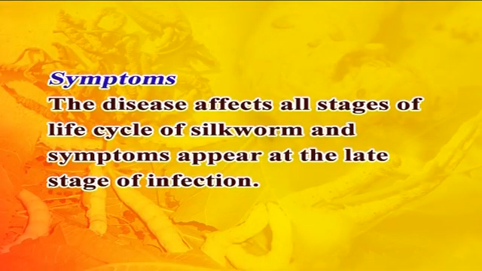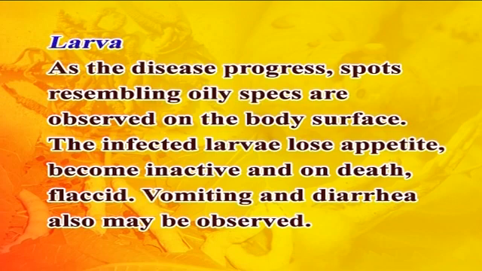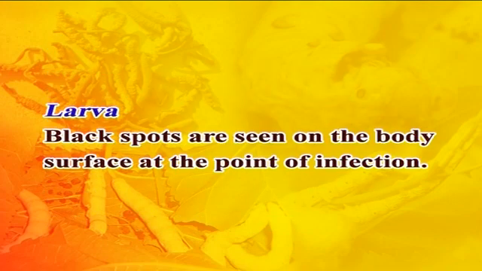Symptoms: the disease affects all stages of the life cycle of silkworm, and symptoms appear at the late stage of infection. Larva: as the disease progresses, spots resembling oily specks are observed on the body surface. The infected larvae lose appetite, become inactive, and on death flaccid. Vomiting and diarrhea also may be observed. Black spots are seen on the body surface at the point of infection.